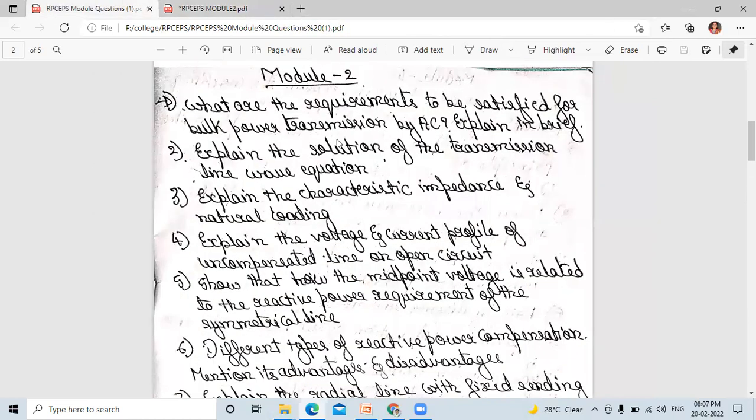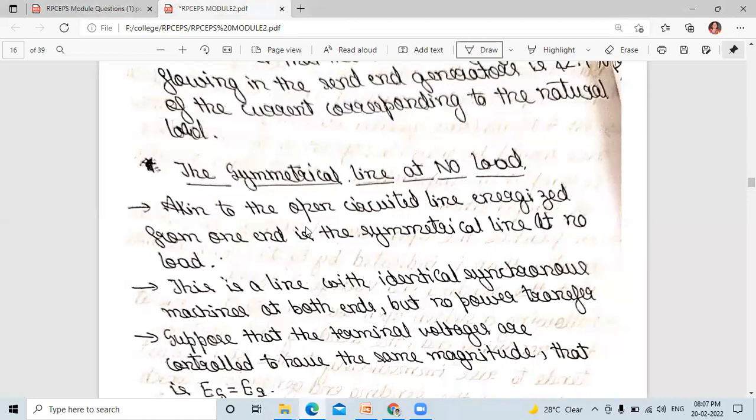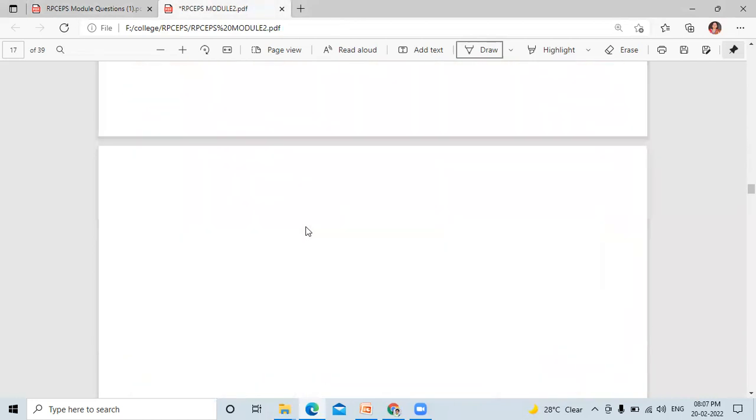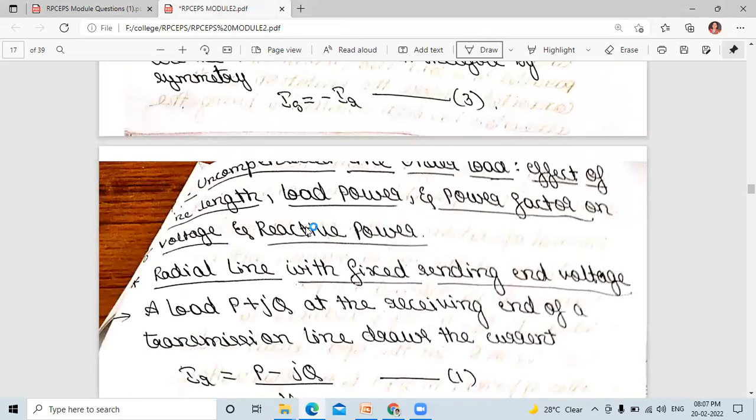Next, what question is there? We shall see. Show how the midpoint voltage is related to the reactive power requirement of the symmetrical line. This question they have asked many students. For that, what do we need to write as the answer? It is there in the notes, but you will not see it.